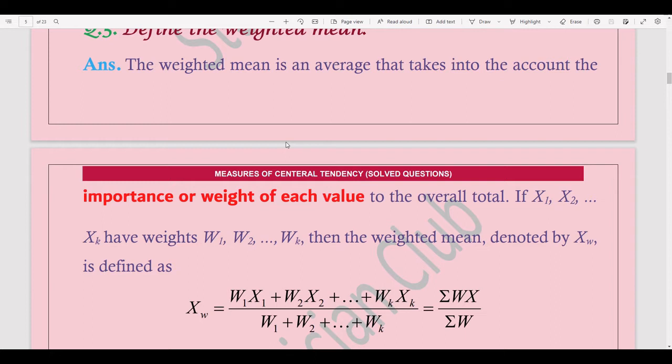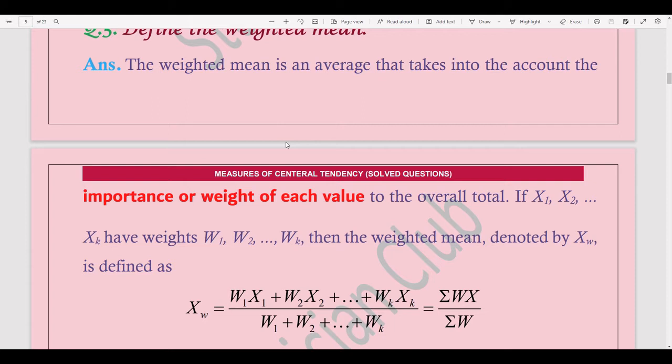Weight means, in other words, importance. Which value is more important? You assign more weight to it as compared to a value which has the least importance. For example, in a flood zone area, if you want to facilitate people, what is the most important thing? Food. You assign more weight to food, and after that cloth, and then medicine, and then shelter.